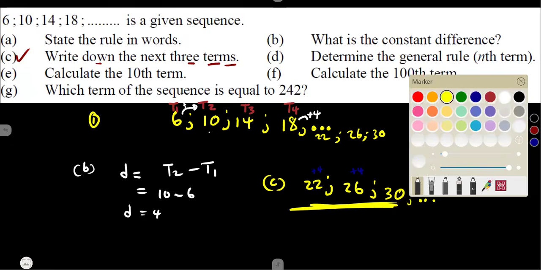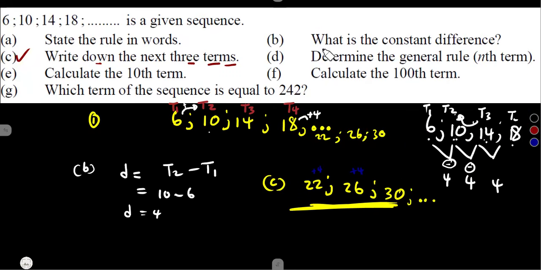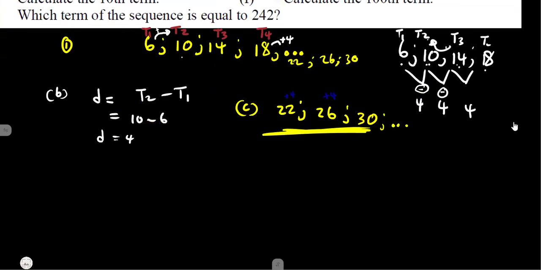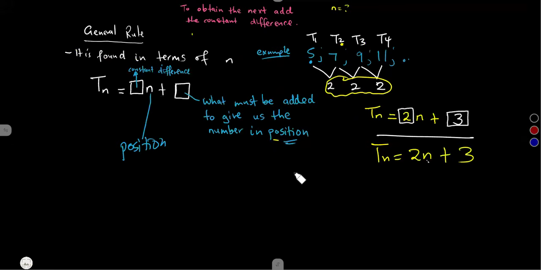Just like that. Then on D, determine the general rule or the nth term. Guys, using a table, this and that, that's a long way. For you to have that general rule in an easier way, we can use this concept here. Our Tn is equal to the constant difference times the position, plus what must be added to give us the number in that position.